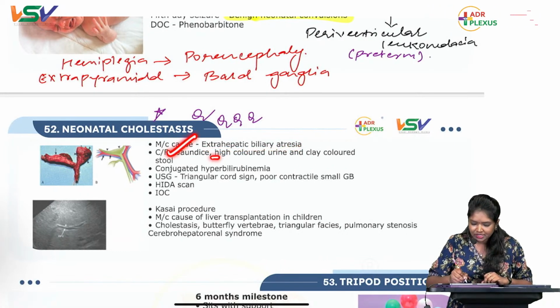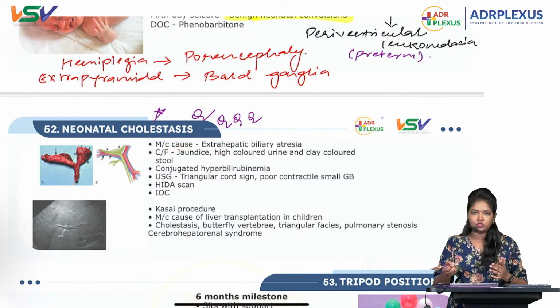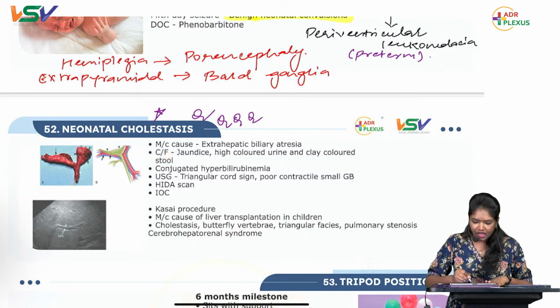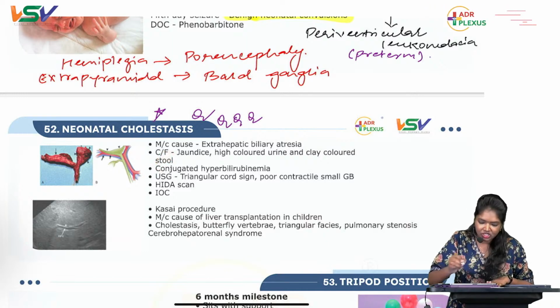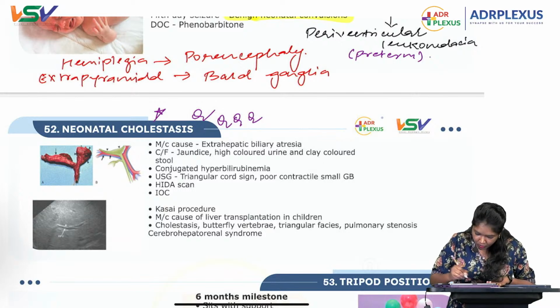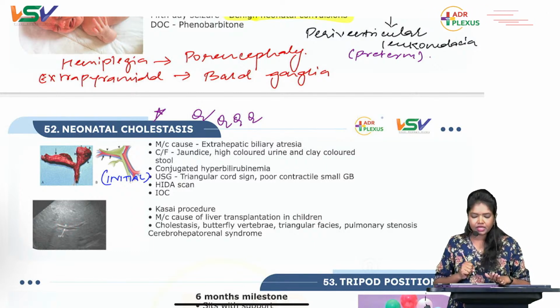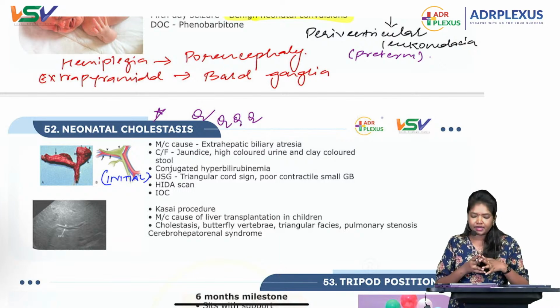Features will be jaundice, high colored urine and clay colored stools. Just like any obstructive jaundice, they will have these features. Conjugated fraction will be elevated. Ultrasound is the initial investigation you will do, which will show the triangular cord sign and a poor contractile small gallbladder or absent gallbladder.